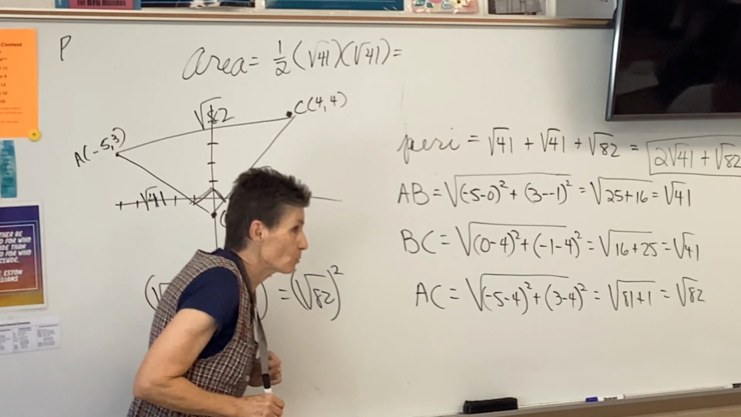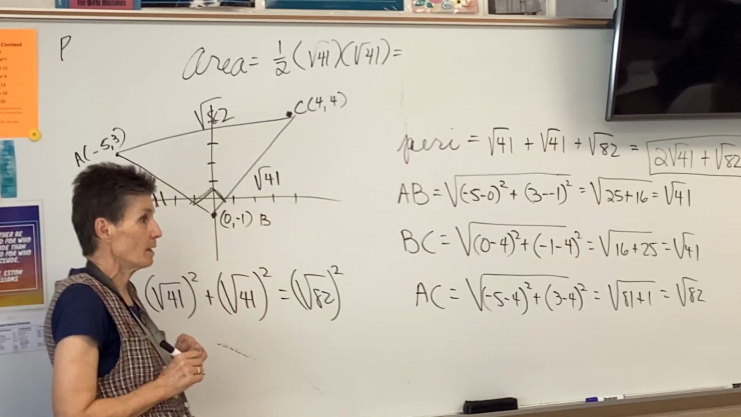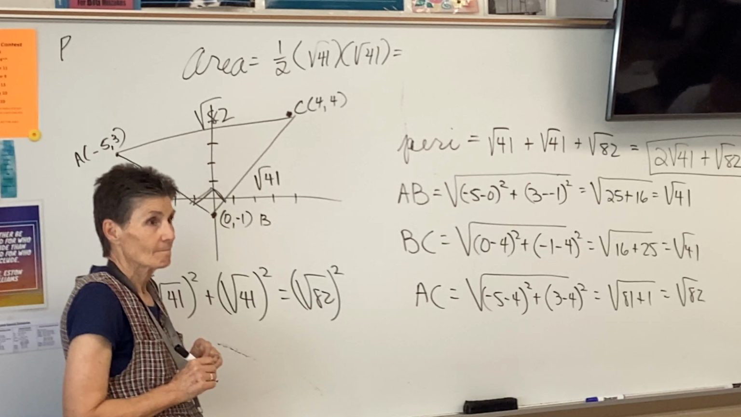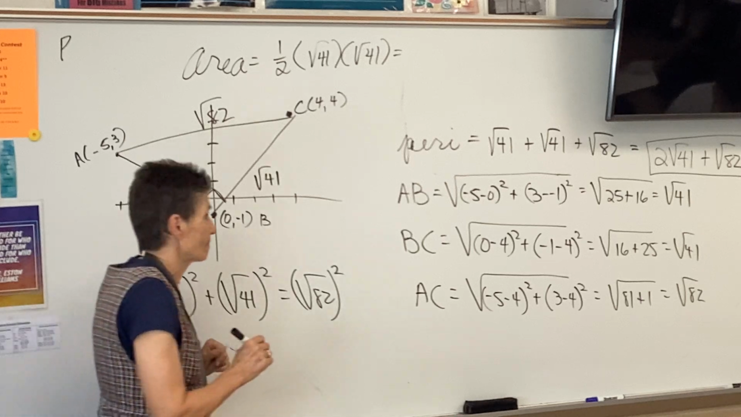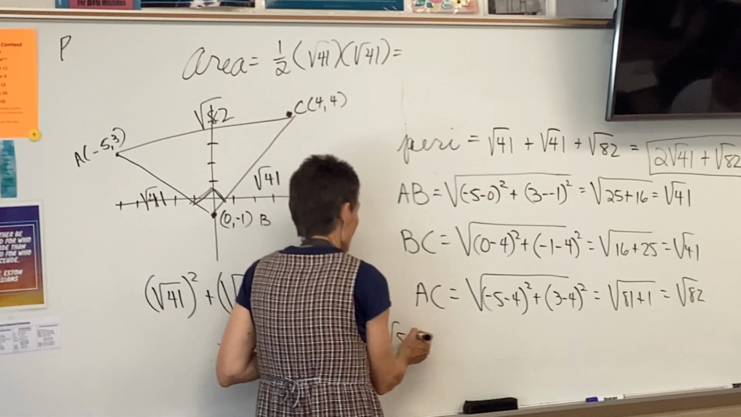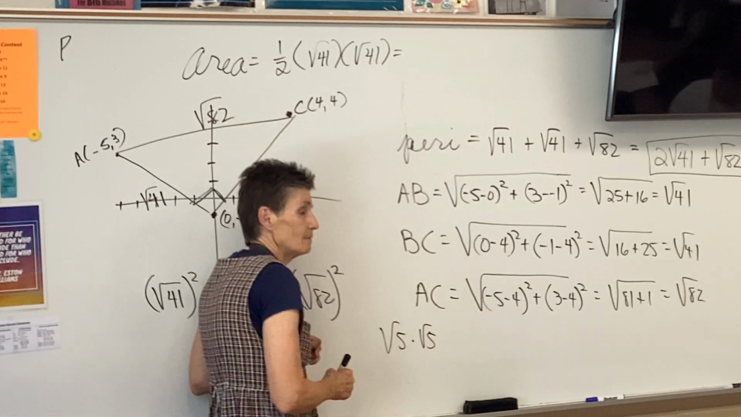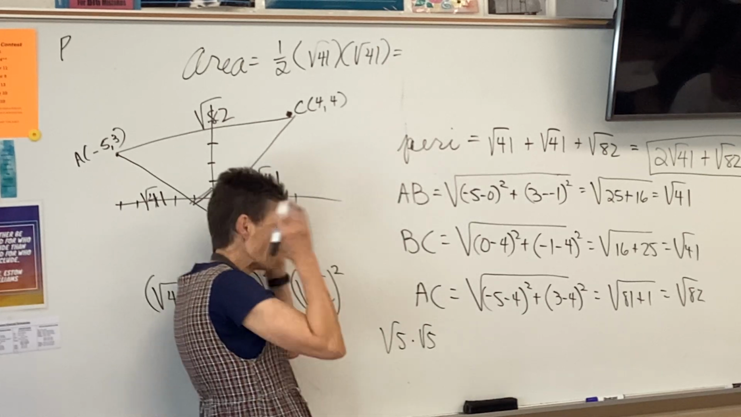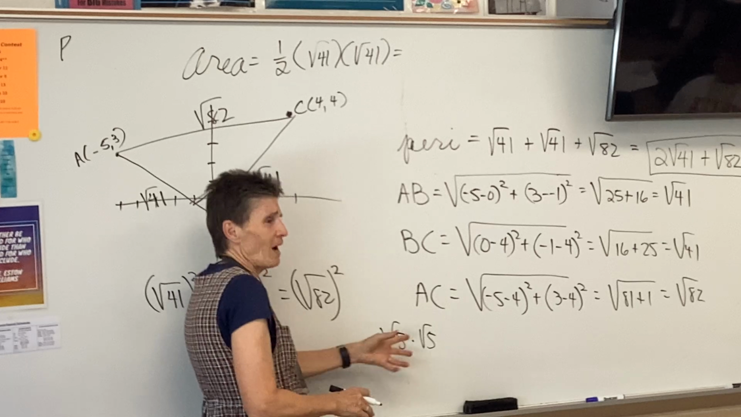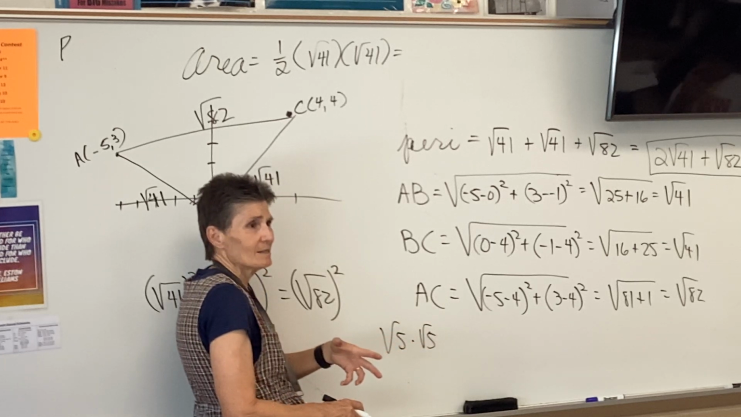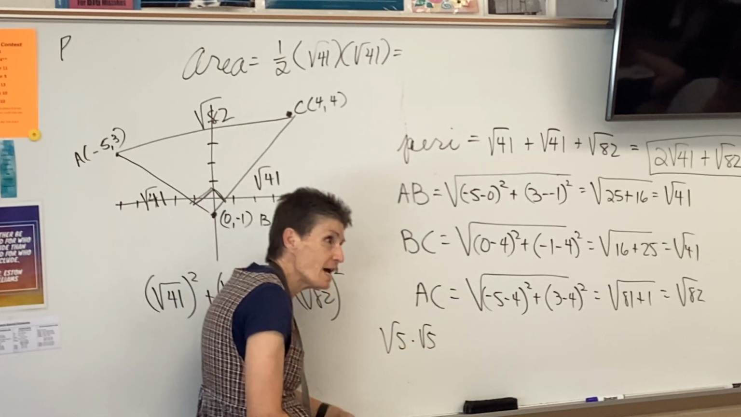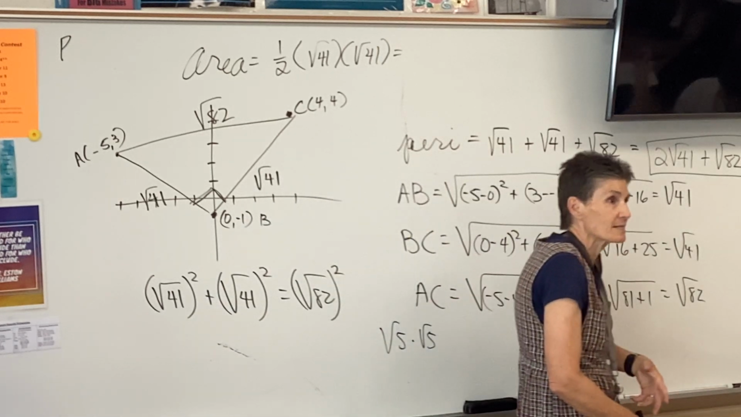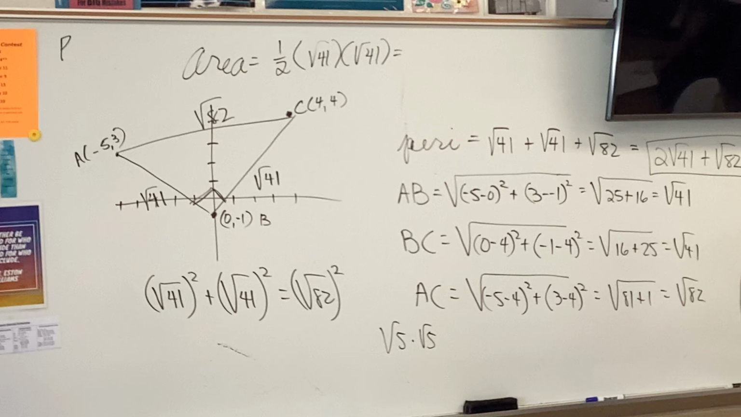You're multiplying. Root 41 times root 41 is 41. What's the square root of 5 times the square root of 5? Not 1. Root 5 times root 5 is 5, because when you multiply a radical times itself, the radical goes away.